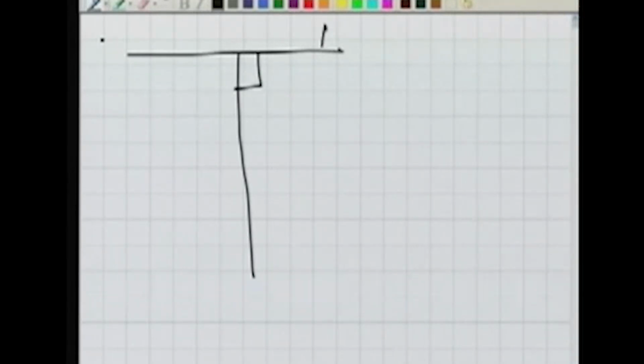Then the second one which we are talking about is an error in which this is a condition that our horizontal axis should be perpendicular to the vertical axis.